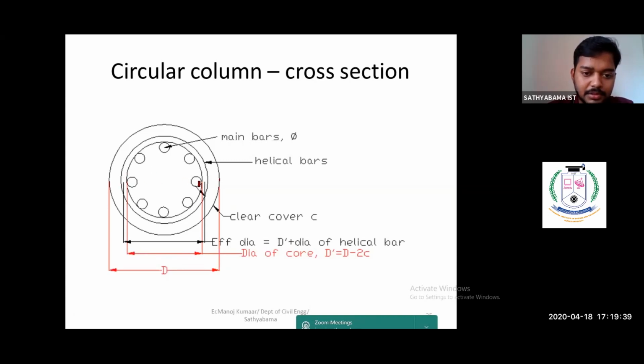See, from this center to the other end center is called the effective diameter of the helical bar, which is nothing but D dash. That is D dash from one end of the main bar to the other end, plus half of the diameter of the helical bar plus half of the helical bar diameter. That is 1 dia of helical bar. So D dash plus diameter of one helical bar will give you the value of effective diameter. This is one of the most important parameters to be considered while calculating the pitch.